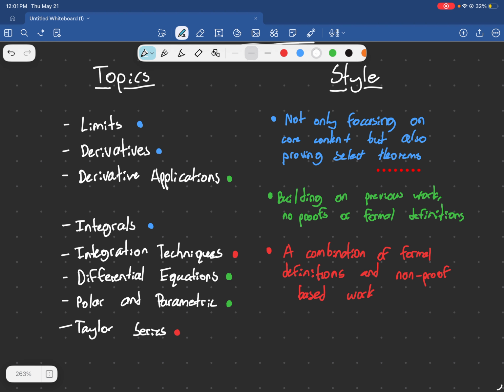Finally, integration techniques and Taylor series, in red, are going to be a combination of your formal definitions and non-proof based work. So we're going to develop some formal definitions with things like U sub or the idea of a Taylor series, but you aren't going to need to do as many proofs as you will for limits, derivatives, and integrals.